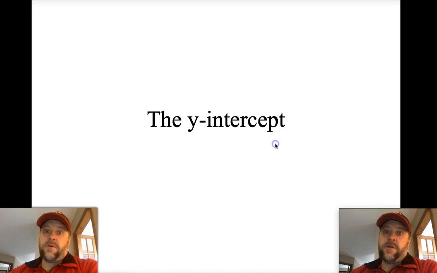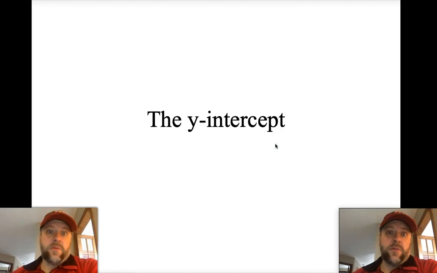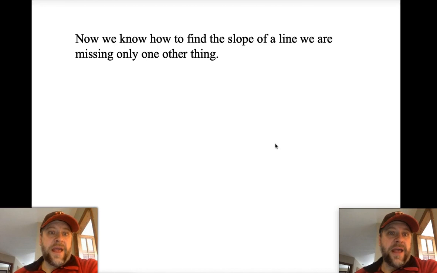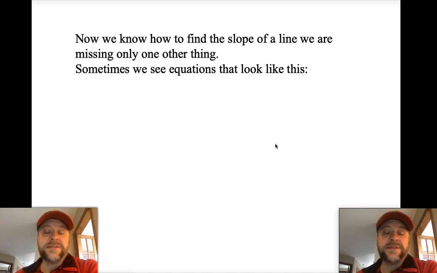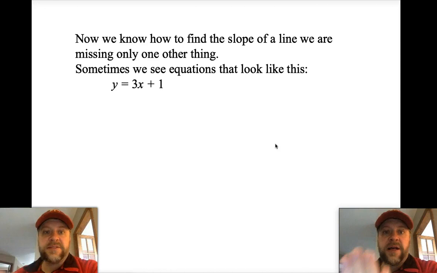So yesterday, or last time I should say, you did a wonderful job of identifying the slope and being able to figure out the rise over the run in order to figure out what the slope was. Well, that isn't all there is to an equation. We know how to find the slope of the line, but we are missing a piece of the equation. A lot of times we're going to see an equation that looks like this: y equals 3x plus 1.